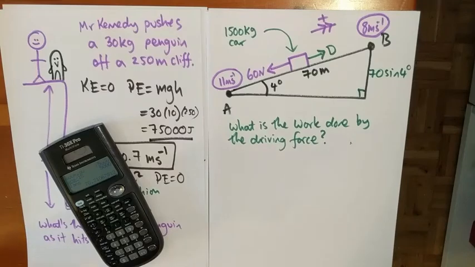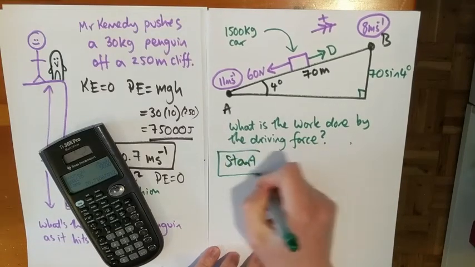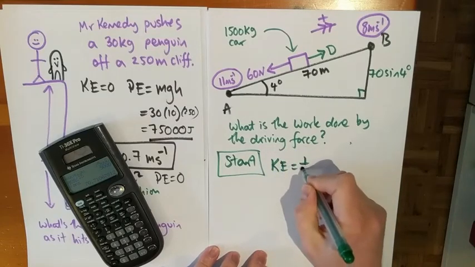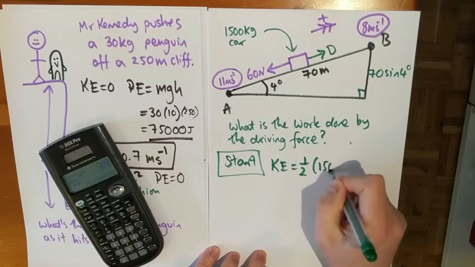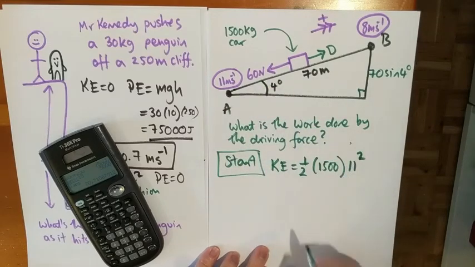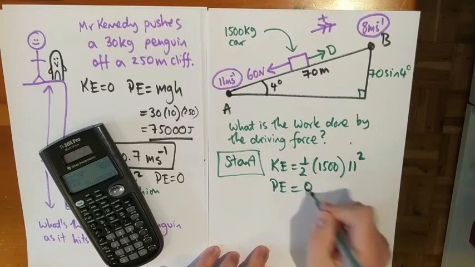Okay, so let's go through this slowly. We say at the start, what have we got? We've got kinetic energy, and that is a half mv squared. So it's a half times 1,500 times the velocity at the beginning, which is 11 squared. Okay, there is no potential energy at the bottom of the hill, there is nothing.